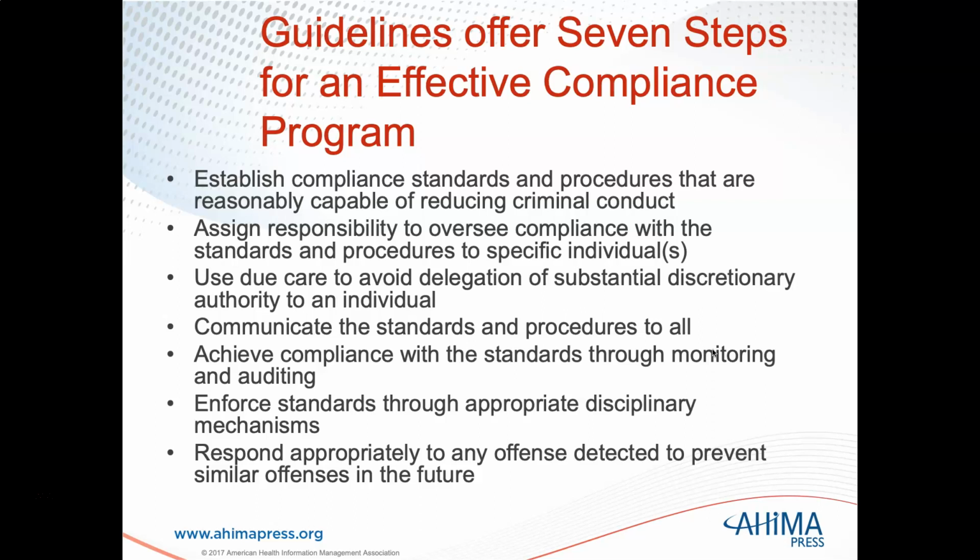You want to enforce standards through appropriate disciplinary mechanisms, meaning that you treat everybody the same. If somebody has committed deliberate fraud, you want to handle that consistently, regardless of where they are in the organization. The same thing with abuse. If the first part of abuse is education, you want to make sure that everybody who falls into that category gets educated. And you respond appropriately to any offense detected to prevent similar offenses in the future. What are you going to do, first of all, to prevent them from happening? But what if they happen? How are you going to act in such a way that you make sure they don't happen again, when you bring in new people or when people change roles, things like that?